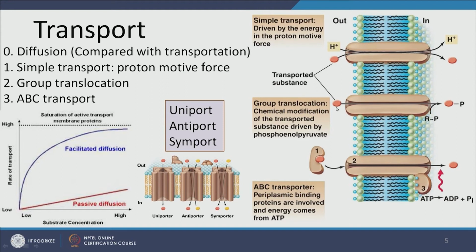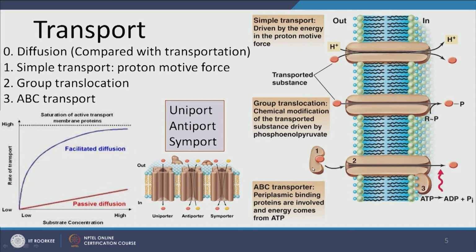In group translocation, we have our substance waiting outside to come inside using this integral protein. By the way, this brown thing is integral protein, and here we have phosphoenol pyruvate waiting to phosphorylate the substance. So basically this substance is pulled in, it is phosphorylated, and it is chemically modified when it comes in, but it still comes in. So here the energy is chemical energy of phosphorylation.